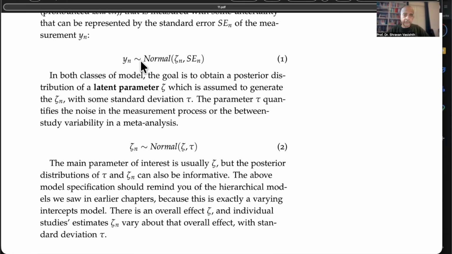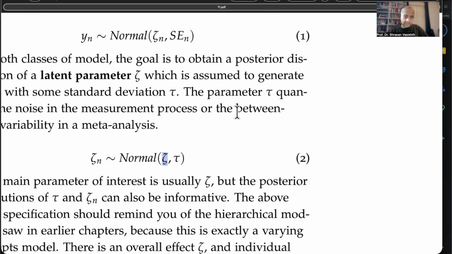The next assumption we make is that each of those zeta sub n unknown latent values will also be coming from a Gaussian distribution where the standard deviation represents the between study variation. So that's again a linear mixed model or a hierarchical model, right? It's telling you how much each study varies around some true, unknown value for the effect size, and that true unknown value for the effect size is the zeta here.